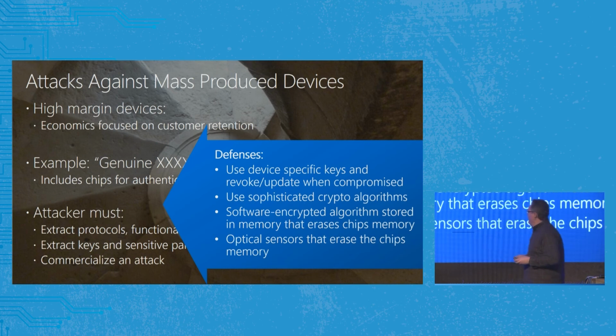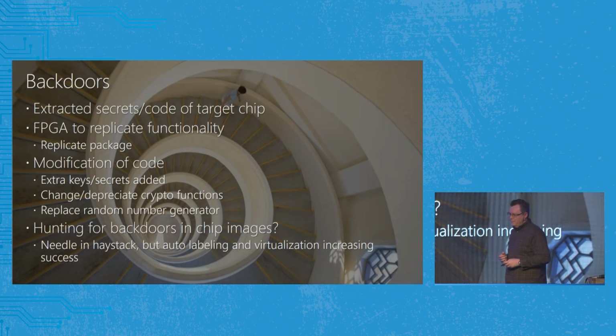So software-encrypted algorithms in memory that erase the chips' memory, right? Again, using that symbiosis, if I feel that this particular chip or range of chips has been hacked, can I flash a new algorithm onto those chips and reprogram them remotely, so that all the work that went into extracting those secrets and magic numbers no longer applies? A lot of work is also going into optical sensors that erase the chips as well. So if someone takes that chip out, the ability to destroy the memory on the chip, because of the way that the data would normally be extracted for reverse engineering.